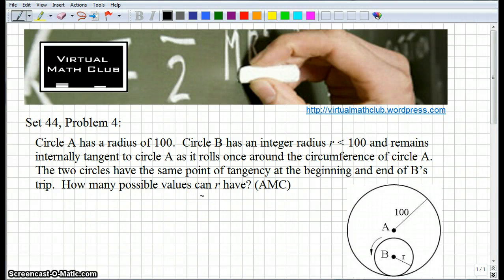Alright, problem number 4. Circle A has a radius of 100 and circle B has an integer radius of r that's less than 100. Okay? And it remains internally tangent to circle A as it rolls around the circumference of A. Okay, so you could imagine this smaller circle sort of rolling around on the inside of A until it ends up back where it started.